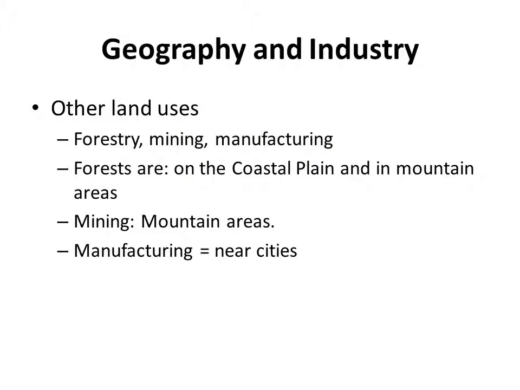Other land uses. You would think that if you're close to trees, you're going to have more forests. And more forests are on that area of the coastal plain in the map that we just saw, and in the mountain areas. Mining is usually in the mountain area, and manufacturing is always near cities. And that's just because manufacturing typically requires a lot of people to be grouped together in a small space in order to function as it should. And that condition can only be satisfied in a city.